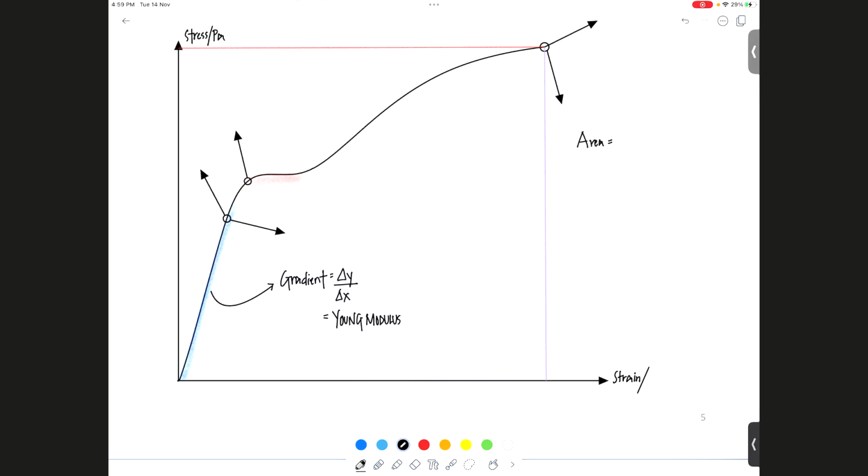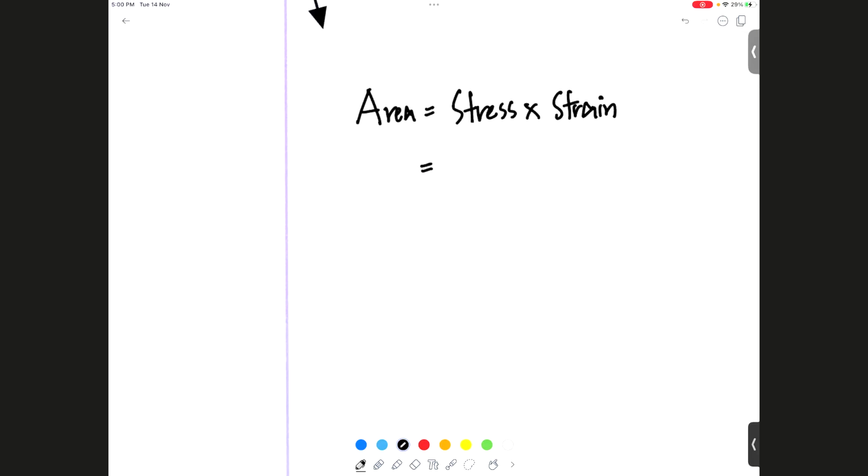Now how will we compare area? What do we do with area? For area, what you need to do is multiply the axes, stress into strain. Can anyone tell me the formula for stress? Force by area. And what is the formula for strain? Extension by length, right? So eventually what we end up with is force into extension divided by area of the material into the length of the material.